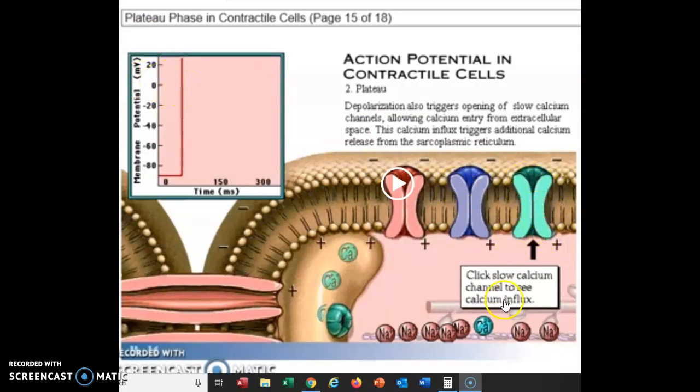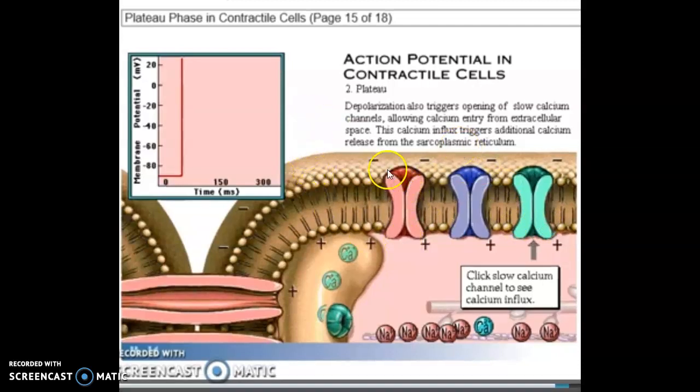It's going to cause the slow calcium channels to open. Calcium will come inside. Now, calcium does two things once it gets inside. It actually triggers the release of more calcium from the sarcoplasmic reticulum, and it starts binding to the troponin, shifting the tropomyosin threads off, making it possible for the cross bridges to grab and to pull for a contraction.